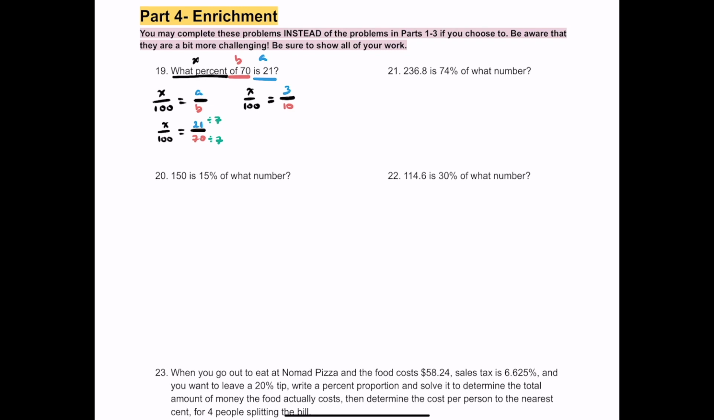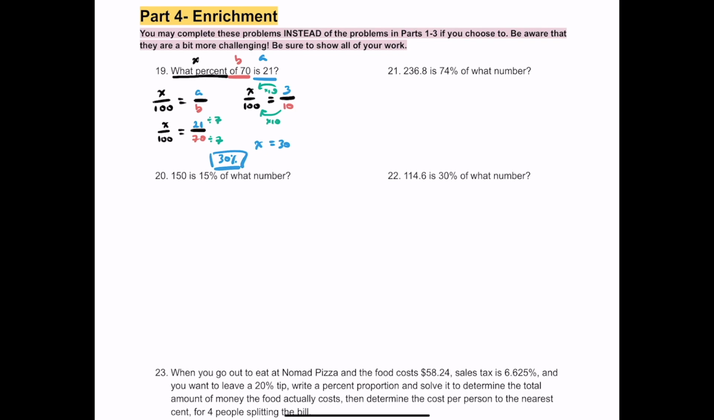Okay, and why is this so nice? Well, look at this. This is beautiful. 10 times what gets you 100? 10 times 10 is 100. 3 times 10 gets you whatever x is. 3 times 10 is 30, right? So we can say x is equal to 30. So our answer is just going to be 30%. If there were 70 bowls of ramen and you ate 21 of them, then you ate exactly 30% of the bowls of ramen. That's a lot of ramen. Okay, that's number 19.